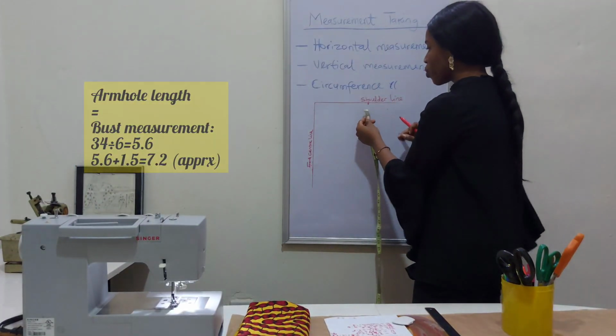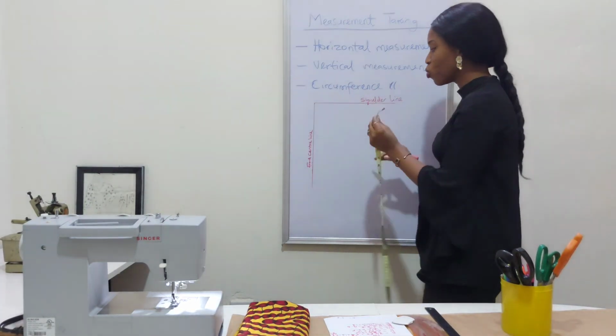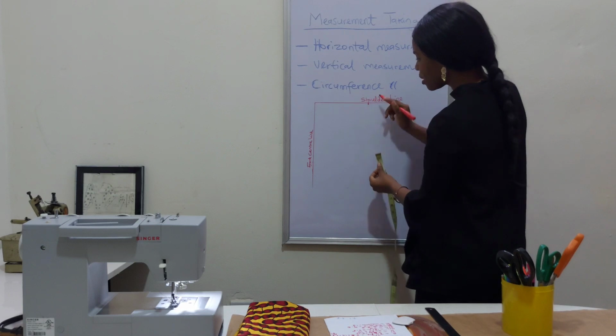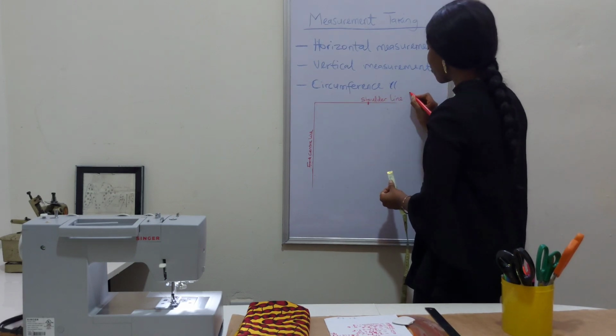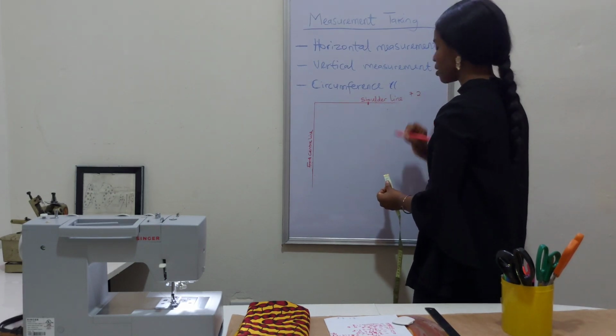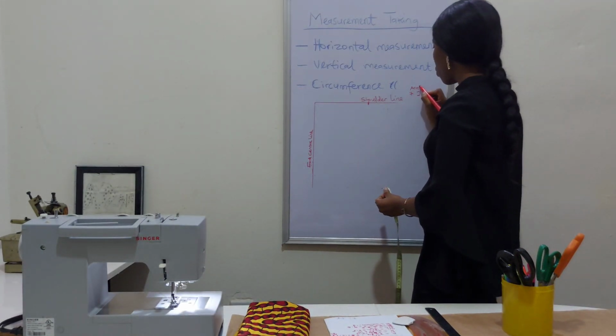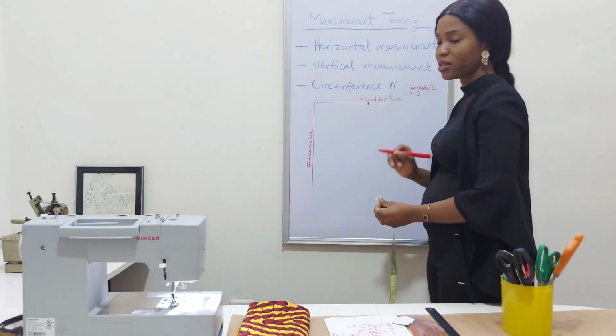So I'm going to be taking 7.2, but that will be after I've come down by 1 inch from this. Let's write 7.2 so that we don't forget. Armhole length, 7.2. We're going to come back to that.